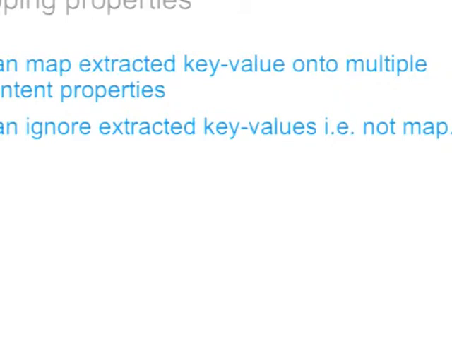So you can map extracted key values onto multiple content properties if you want, or you can choose not to map them at all. So if you don't define a mapping for a key value pair, it will be extracted, but it will just be dropped. It won't be written anywhere. And that happens quite often, that the libraries will support extraction of more metadata than we're interested in, and so we choose to just drop those metadata.